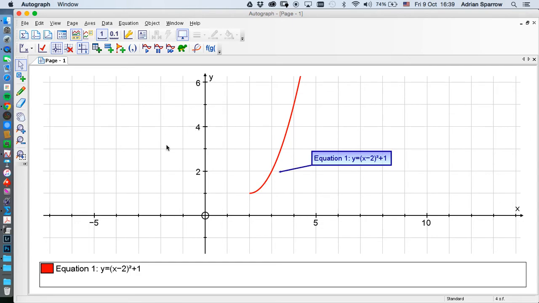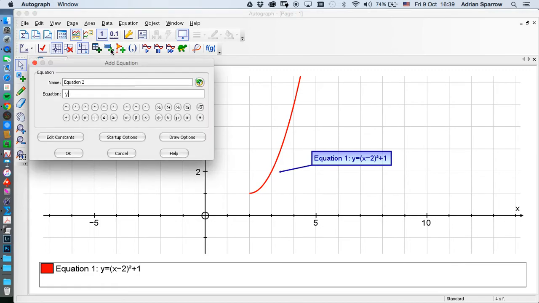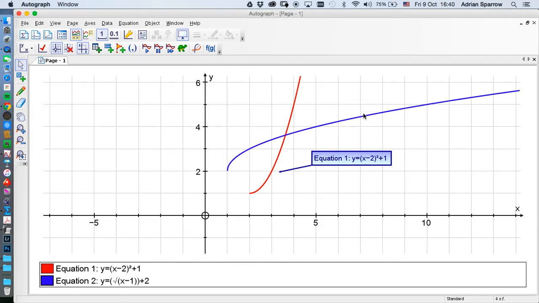I'm going to put in the inverse of this function. Now I've already worked the inverse out. If you want to pause it and work out the inverse for yourself, you can do. But the inverse of this function is the square root of x minus 1, and then I need to add 2 to it. Now this is the inverse of the original one.